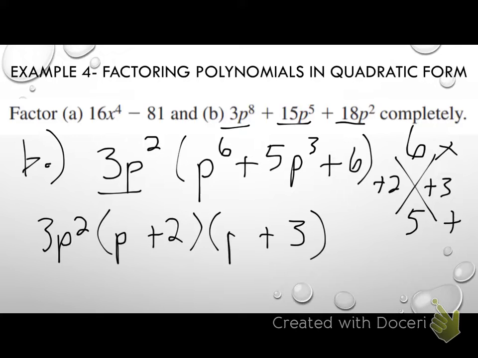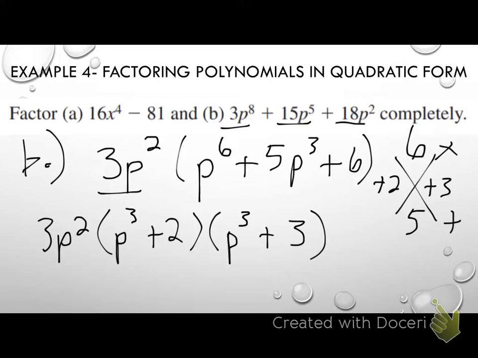We'll have a p, but not just p, not squared. Let's think about it. P to the what times p to the what would give me p to the 6th? P cubed on both of them. Does everyone see that? Because if I FOIL this out, I'm going to have to multiply p to the 3rd times p to the 3rd, which would give me p to the 6th. And then plus 3p to the third plus 2p to the third would give me 5p to the third. And then 2 times 3 would give me 6.